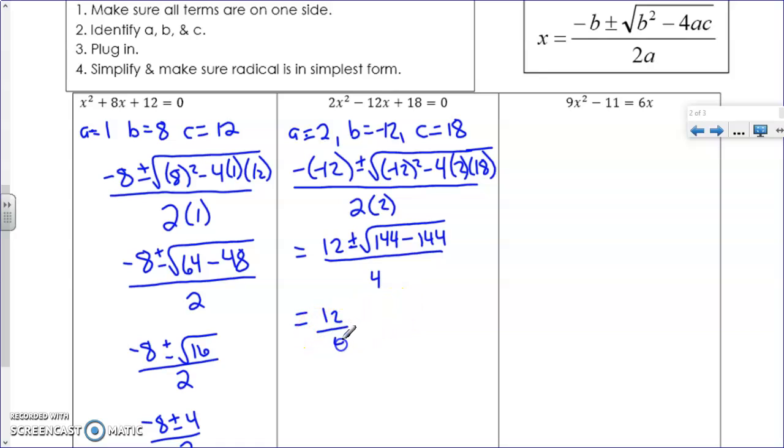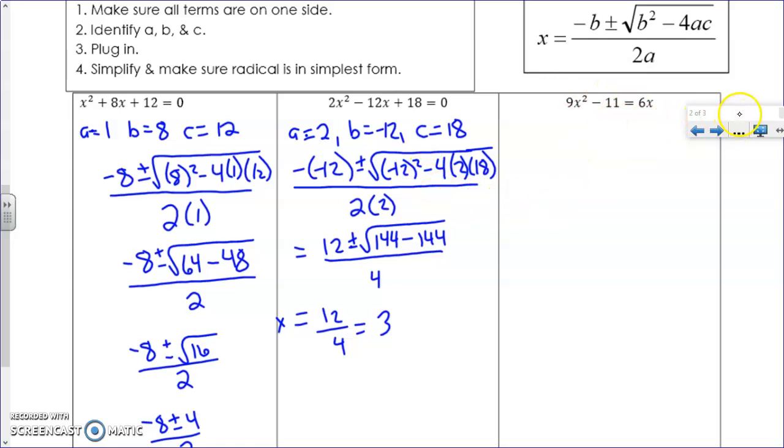And then divide by 4. So what is 12 divided by 4? 3. So in this case, x equals 3. This will touch the x-intercept one time. So the discriminant in this case is equal to 0. Do you notice what's underneath the square root is the discriminant? Does everybody understand that? Okay.